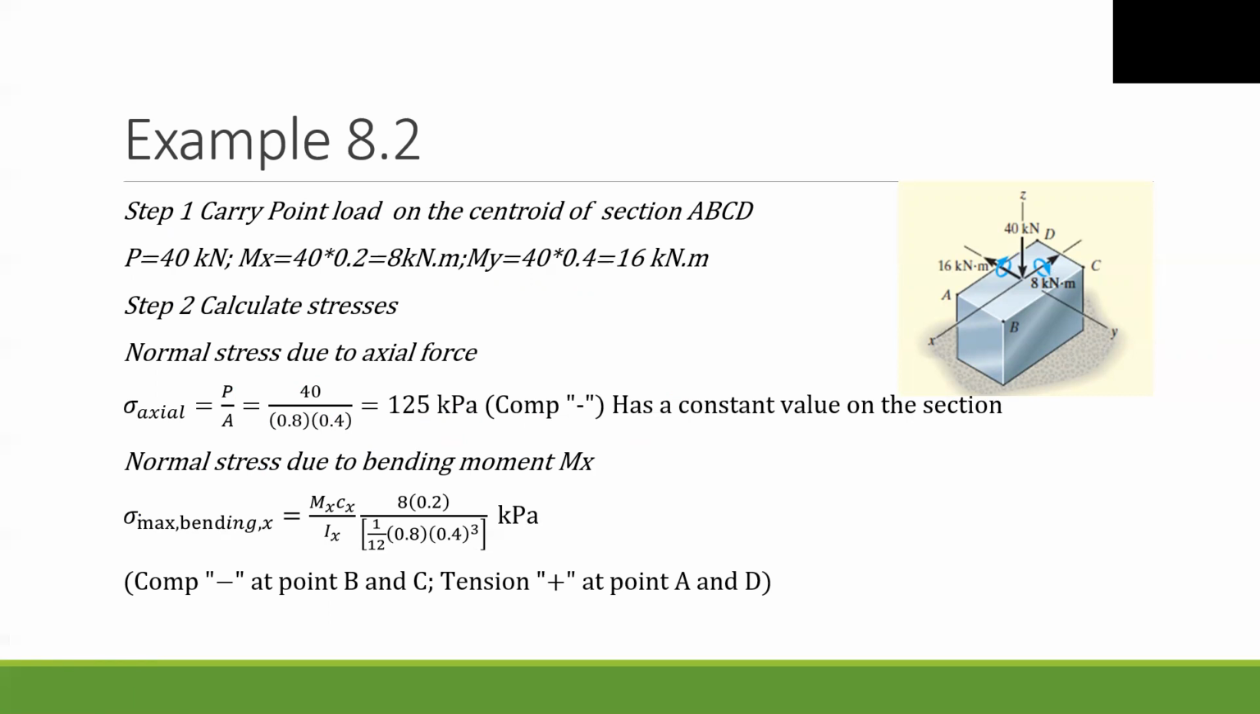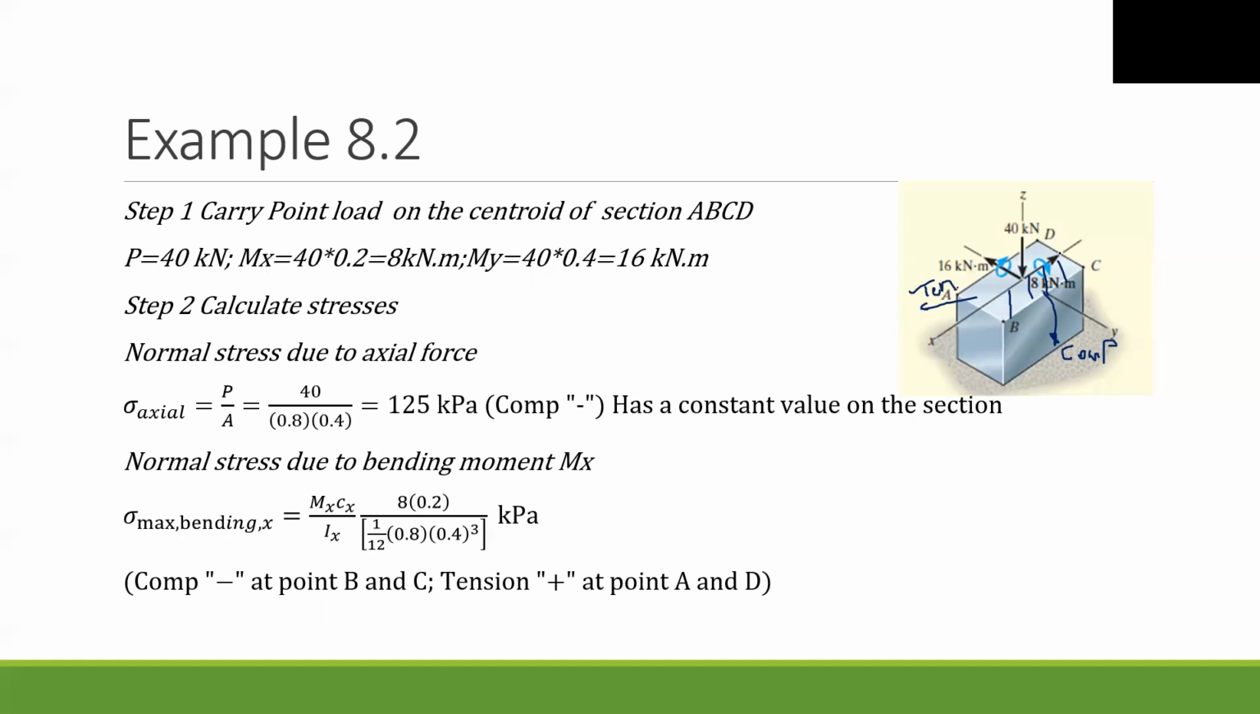Okay, let's continue. Now I want to calculate the normal stress due to the moment Mx. You remember that this is the moment x. Sorry, not moment x, moment y. I misread. Sorry. This is the moment x. You can see moment x following the direction of the arrow. This part is the compression part, and the other part is the tension.